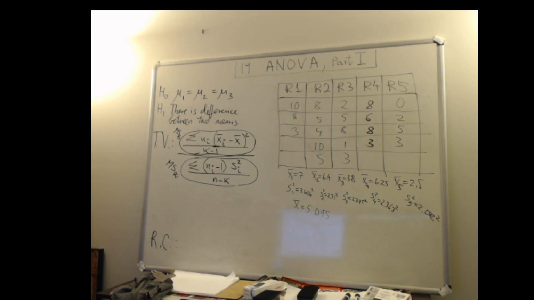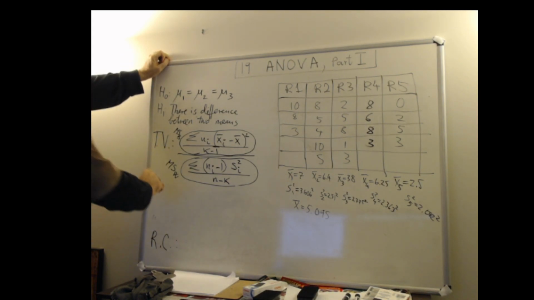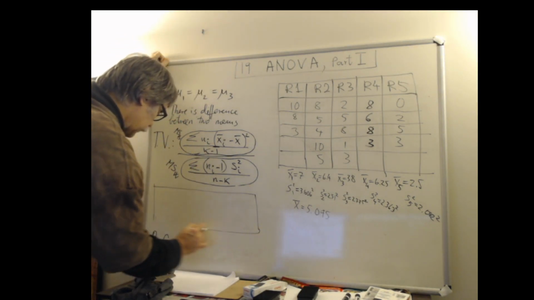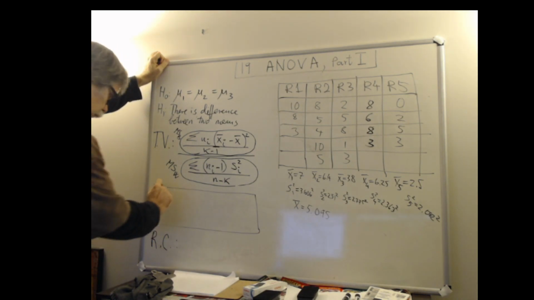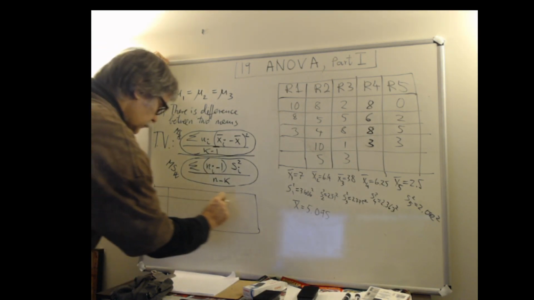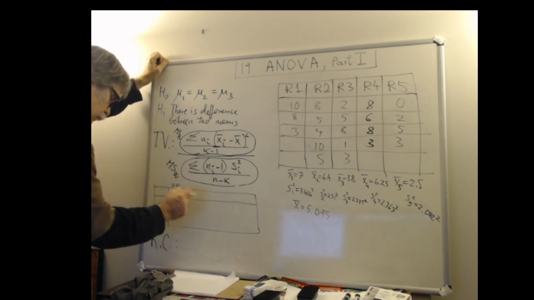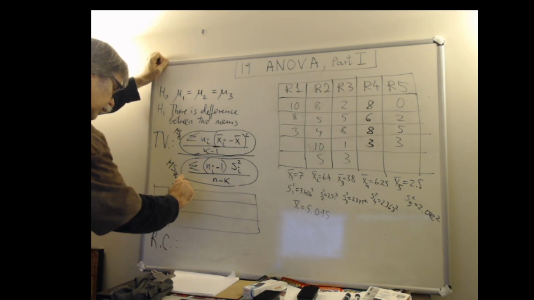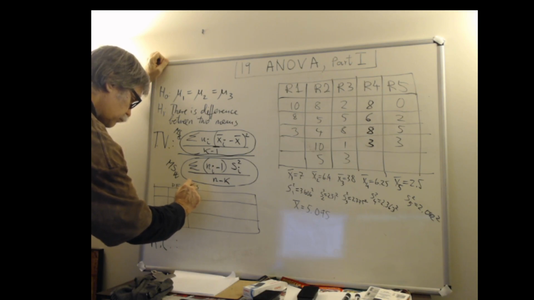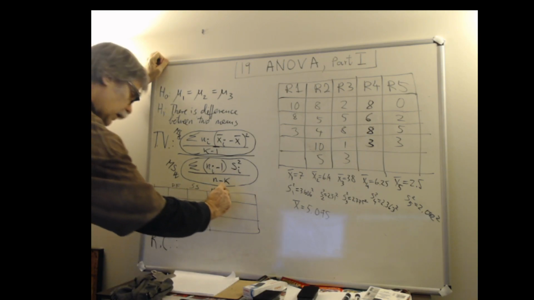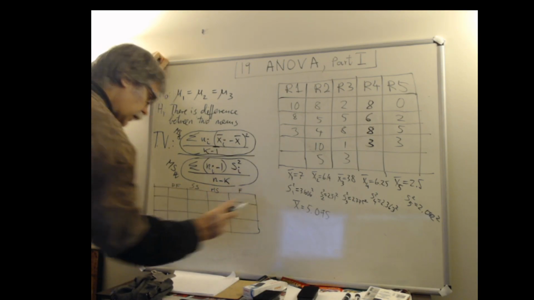Okay, so now we're gonna do the calculation here. And we're gonna do the summary table here. So you make a summary table. Yeah, I'm gonna do that piece by piece, but you need to make a summary table. Okay, so I have, again, degrees of freedom. I'm gonna have the sum of squares, and I'm gonna have the mean square, and I'm gonna have the F value, the test value at the end.